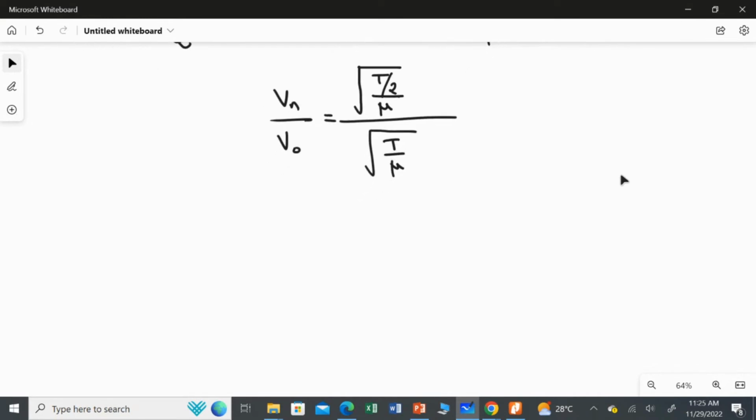Better I can do one thing. Initially I'm going to square both the left-hand side and right-hand side. By that you will get a clear idea, because whenever you solve a question with a square root, sometimes it may lead to confusion. For avoiding this type of confusion, I am making one more step. I have to discard this square root, so I square both sides. So Vn squared over Vo squared equals T over 2 mu, over T over mu, right?